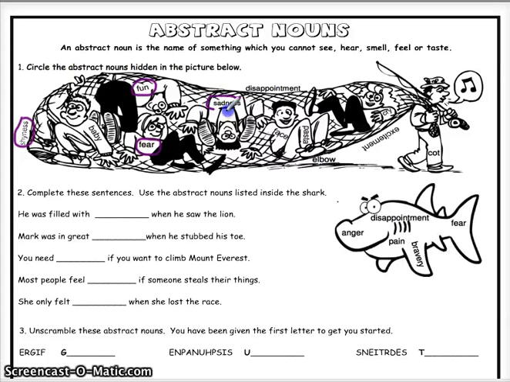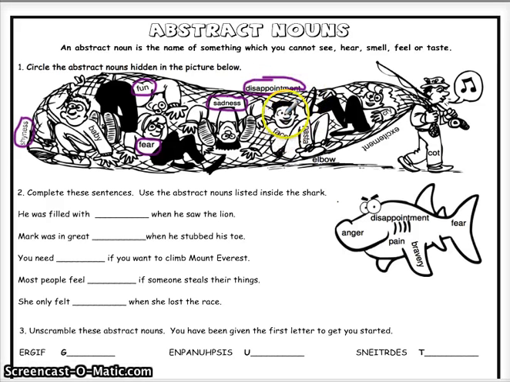Sadness. Yes, you can feel sad, but you can't touch it. That's what the feel means up here where it says feel or taste. It means to actually touch it. Disappointment. We can also feel disappointment, but we can't touch disappointment. So that is an abstract noun as well.